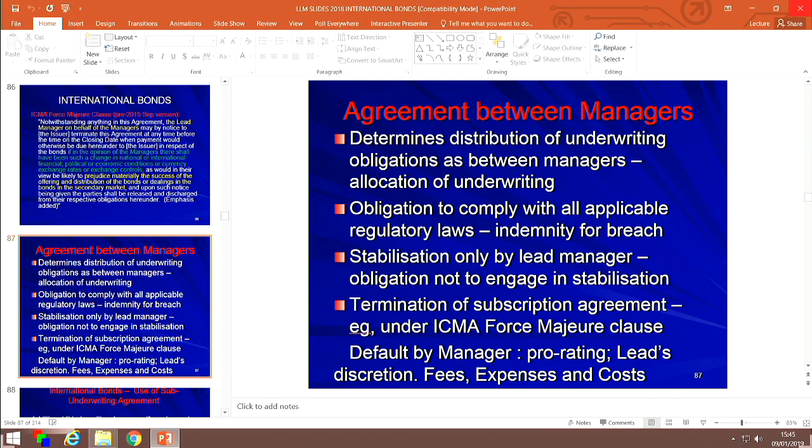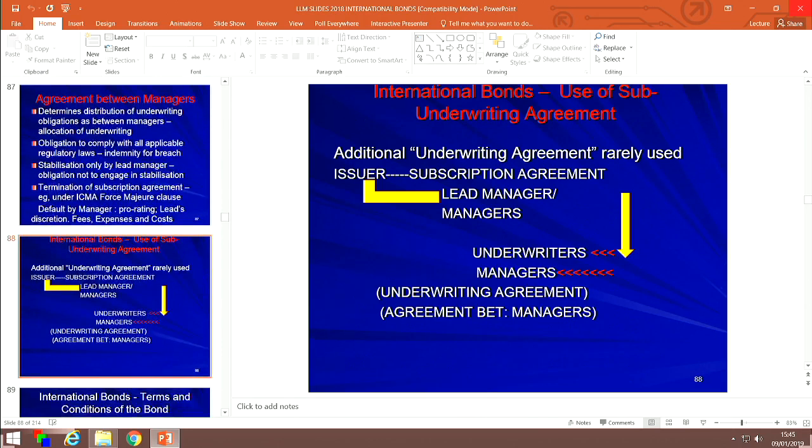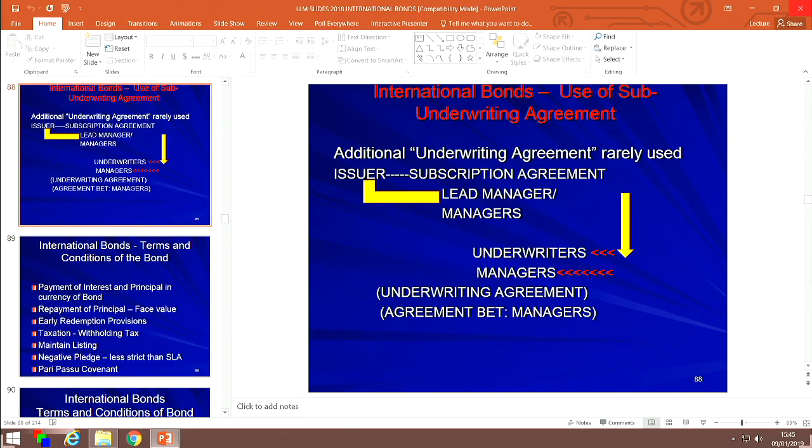Now, there's another agreement which is sometimes used, confusingly called the underwriting agreement. It's actually a sub-underwriting agreement. It's rarely used, but it is used in mega bond offerings, i.e. 5 to 20 billion and upwards.